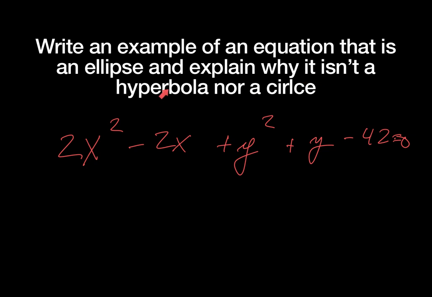Why isn't it a hyperbola? If it's a hyperbola, then the x squared and the y squared have to be opposite signs. Right now, they're both the same sign. They're both positive. Why is it not a circle? Well, while it is adding, so if they're the same sign, x squared and y squared, if the number in front of the x squared is the same as the number in front of the y squared, then it's a circle.